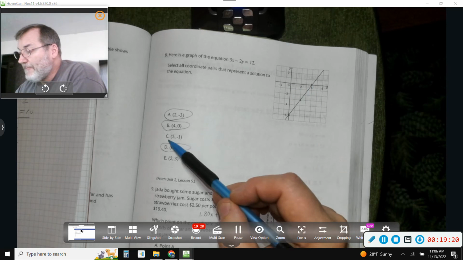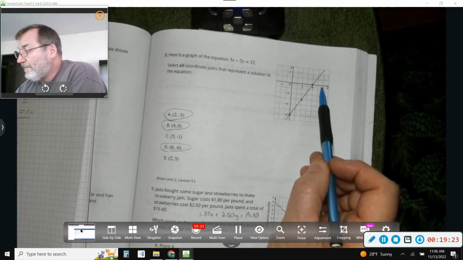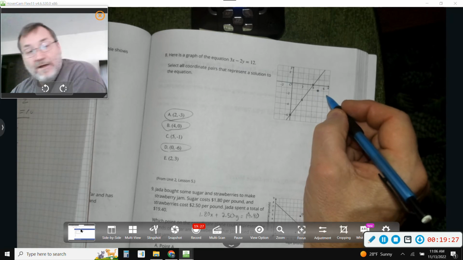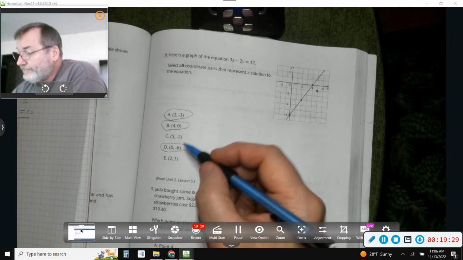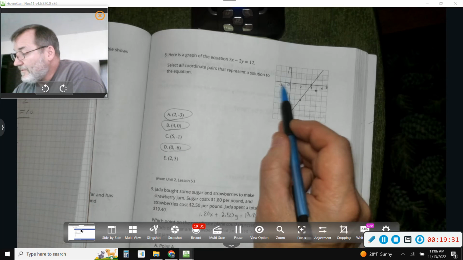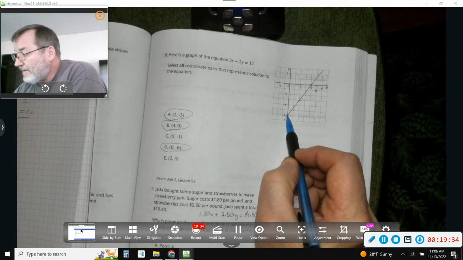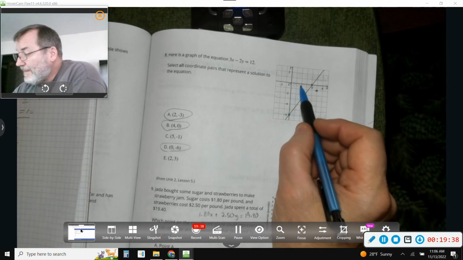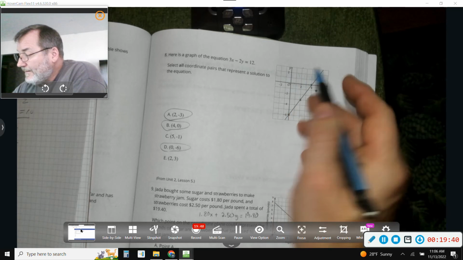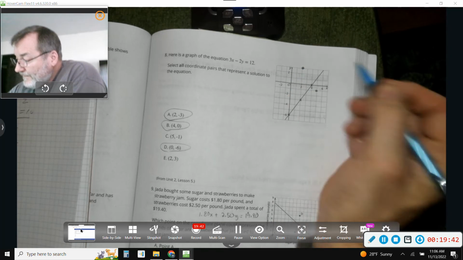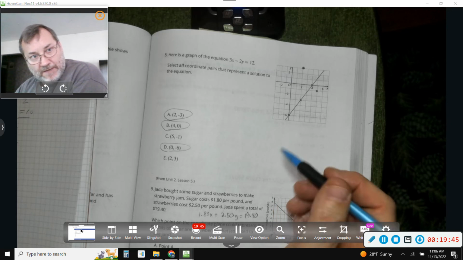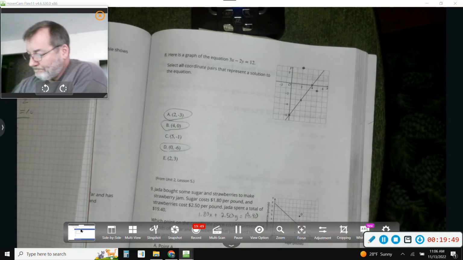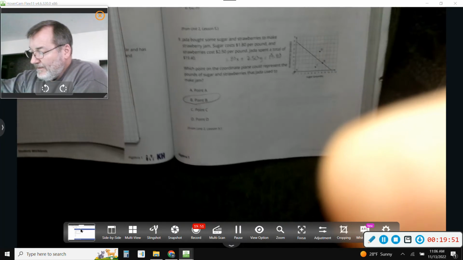That's a solution. 5, -1. It's right there, and no, it's not on the line. 0, -6. There it is. That's a solution. And 2, 3. It's up here, and no, that's not an answer. So your only answers here are Alpha, Bravo, and Delta. Moving on to the next one.